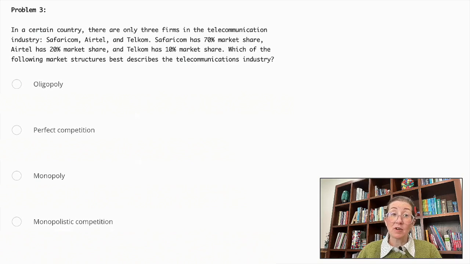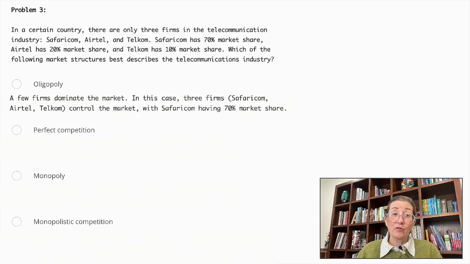Beginning at the top, oligopoly. A few firms dominate the market, and in this case, we have 3 firms, Safaricom, Airtel, and Telcom, controlling the market, with Safaricom in this case having 70% market share. Therefore, the correct answer is oligopoly. Why are the other answers incorrect?